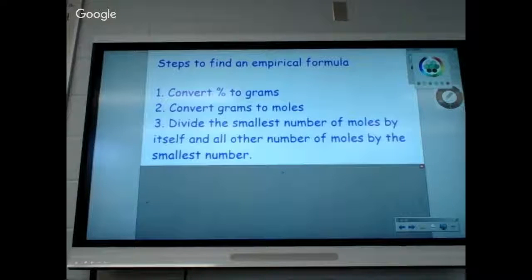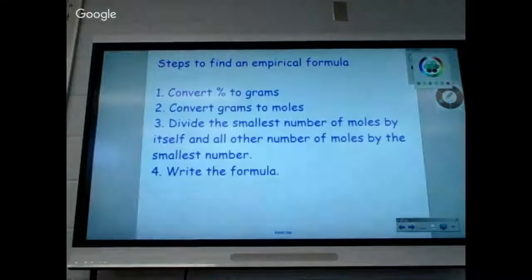So if we divide one number by something, we got to divide the other numbers by that same thing. And then number 4 is the easy part. We just have to write the formula.